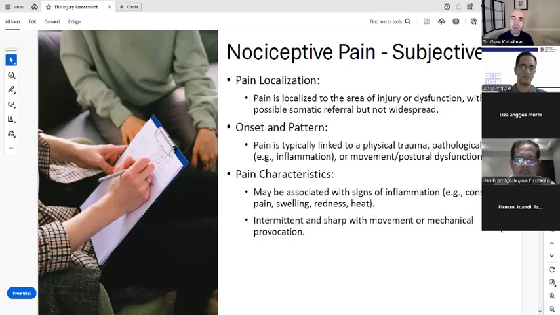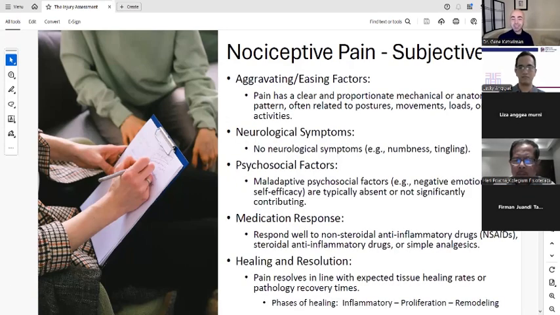So in terms of aggravating and easing factors, the pain has a clear and proportionate mechanical or anatomical pattern, often related to postures, movements, loads, or specific activities. In other words, it makes sense. So if somebody has, let's say, facet syndrome in their low back, right? So lumbar spine facet syndrome. Well, we know that extension activities, lumbar extension, is what is going to load the facets, while lumbar flexion may unload the facets.